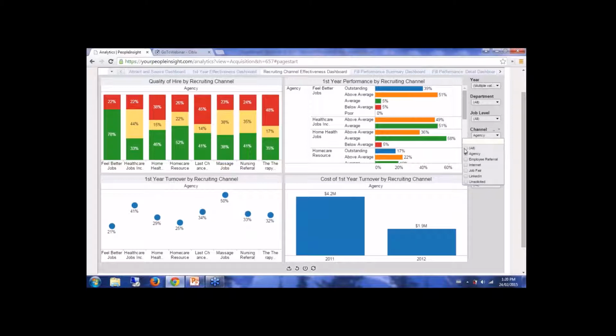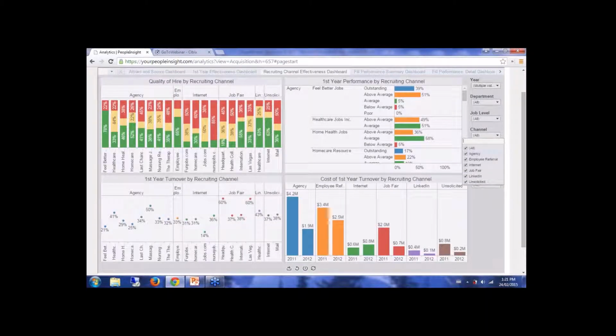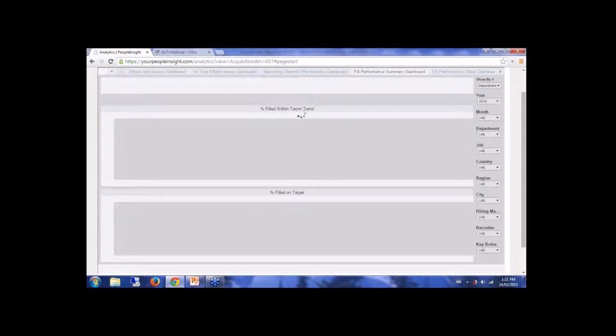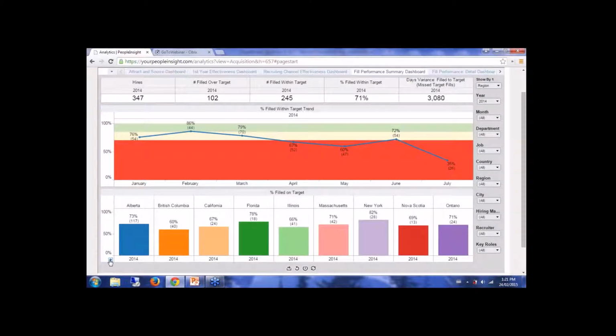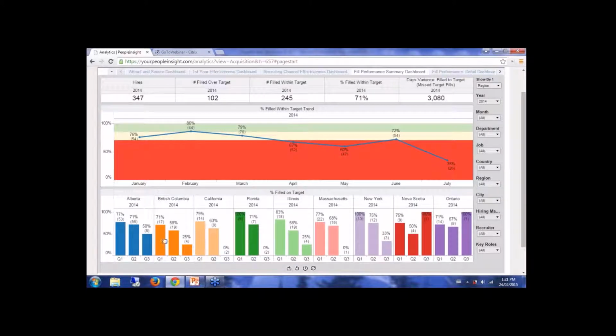Okay. Now, next thing I'm going to show you is when we start to get into some views around trending. We get into things like fill performance. We're able to see organizations' performance across time, setting thresholds, being able to look at things by different targets for different groups. Once again, being able to look at that by different regions. And then on the fly, being able to drill in and look at quarterly performance within each of those.